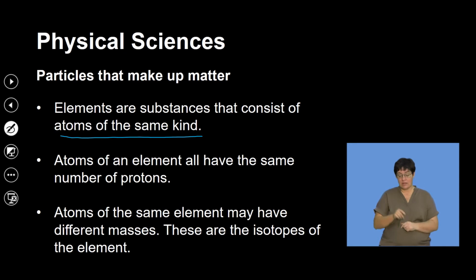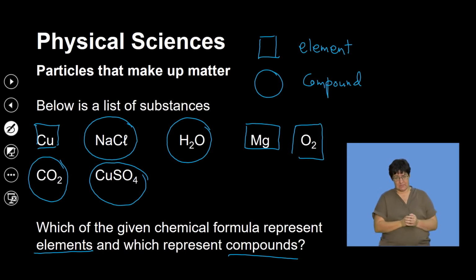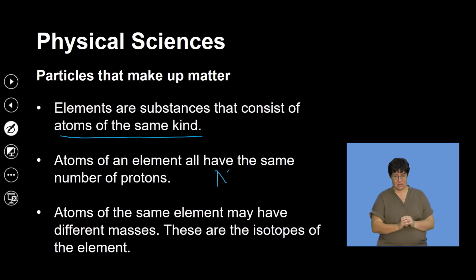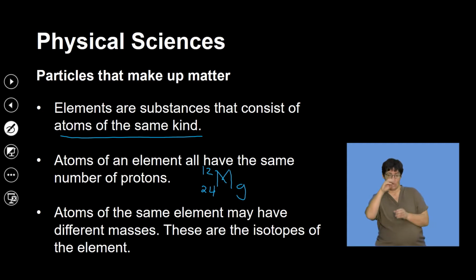And then secondly, atoms of an element all have the same number of protons. Now, for argument's sake, if we go back, we can take magnesium. If you look at magnesium as an example, magnesium is element number 12. It has a mass of 24. So Mg is the symbol, where 12 represents the atomic number, which is actually the proton number, while the 24 represents the nucleon number, which is the sum of the protons and neutrons in the nucleus of that atom.